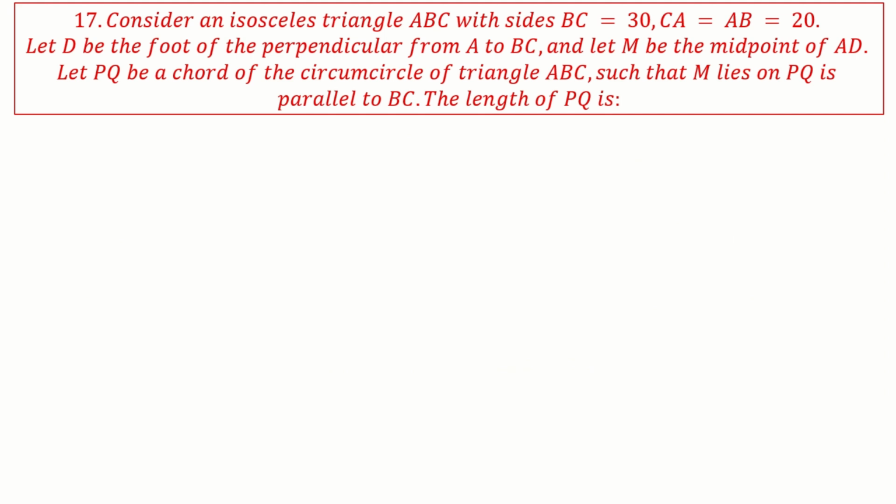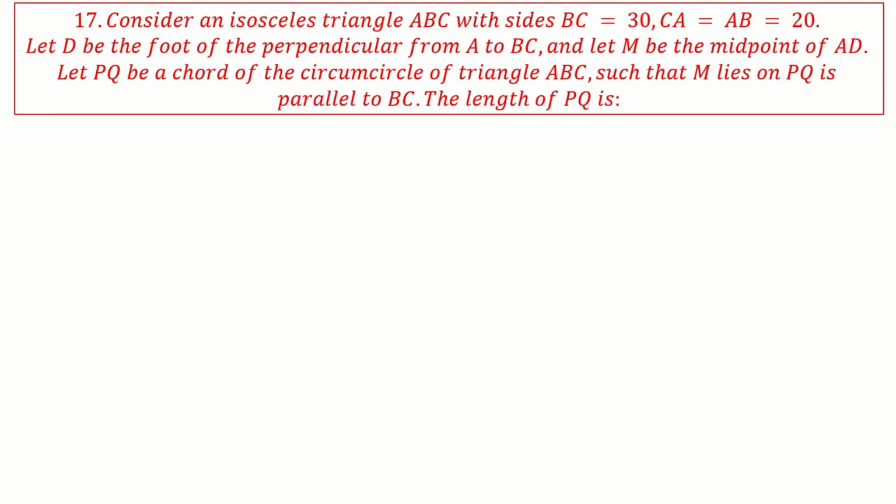Consider an isosceles triangle ABC with sides BC equal to 30, CA equal to AB equal to 20. Let D be the foot of perpendicular from A to BC, and let M be the midpoint of AD, and PQ is a chord of the circumcircle of the triangle ABC such that M lies on PQ and PQ is parallel to BC. The length of PQ is.